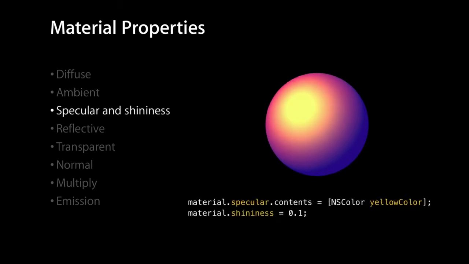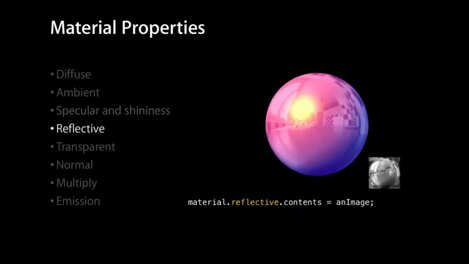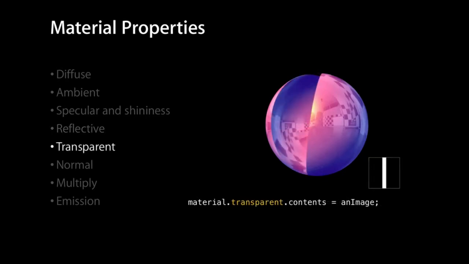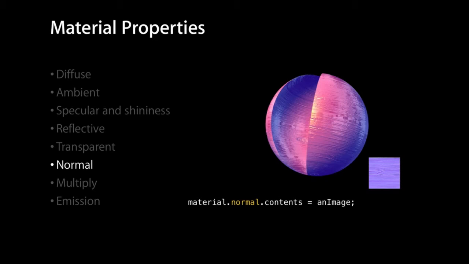The specular and shininess control the specular highlight of shiny materials. The shininess controls the shape of the specular highlight. Reflective is an image that is used as a reflective environment for your material. The transparent property allows you to define the transparent areas of your material. The normal property allows you to set a normal map, sometimes called bump map, which is a popular technique to add some details to your surface without having to add more polygons.